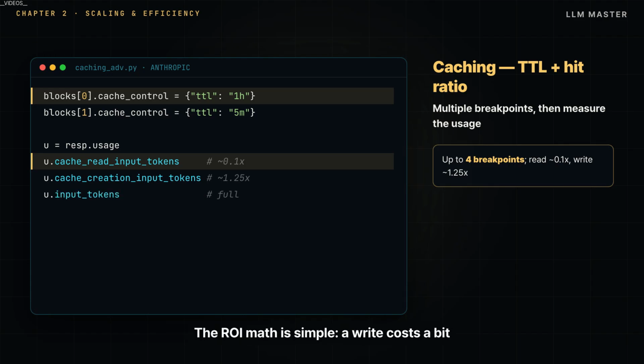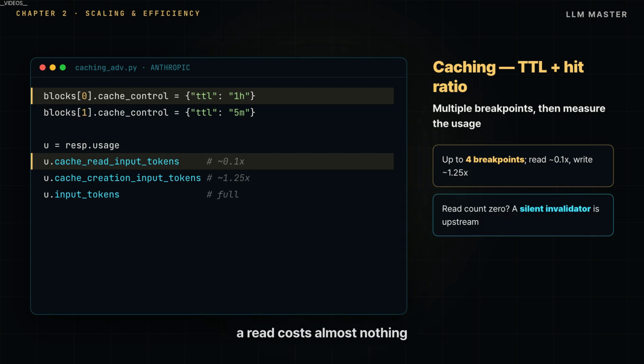Hunt it down. The ROI math is simple. A write costs a bit more than a normal call. A read costs almost nothing. So once a cache prefix is reused even a couple of times, you're ahead. Measure it, don't assume it.